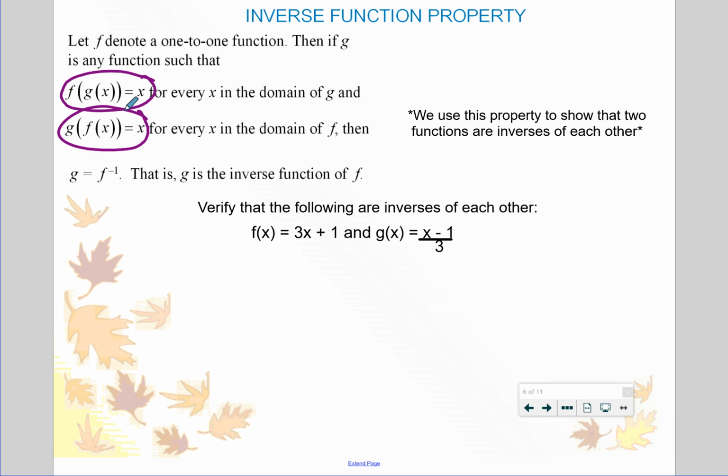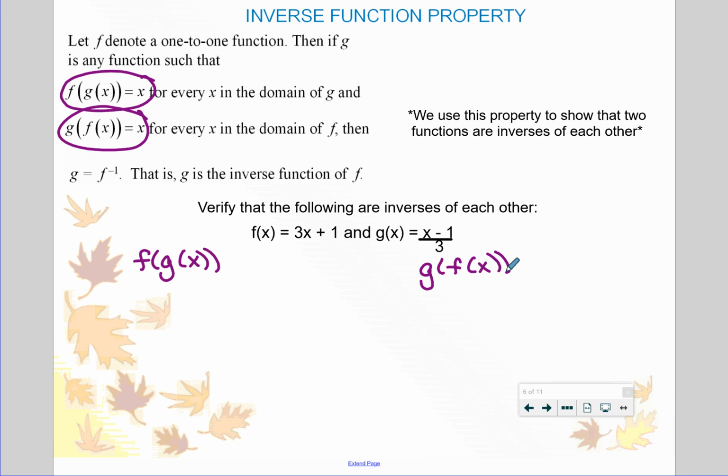Okay, so I've got a couple examples here. We'll do this one together. F of X equals 3X plus 1, and G of X equals X minus 1 over 3. I'm going to use composition to show that they are inverses of each other. And then you can always check visually by graphing them and see if you've got that reflection over the line y equals x. So we're going to do composition both ways. F of G of X and G of F of X. It does not matter which one you do first. We're going to plug them into each other.